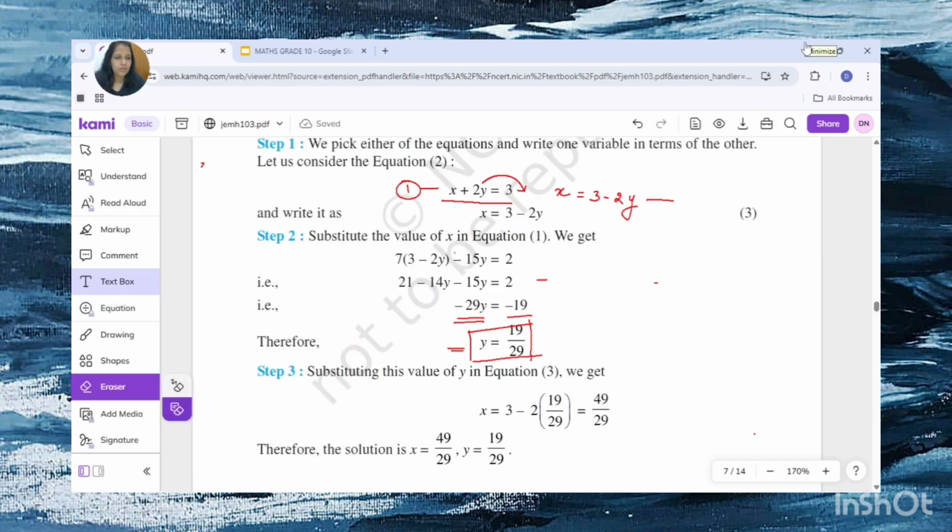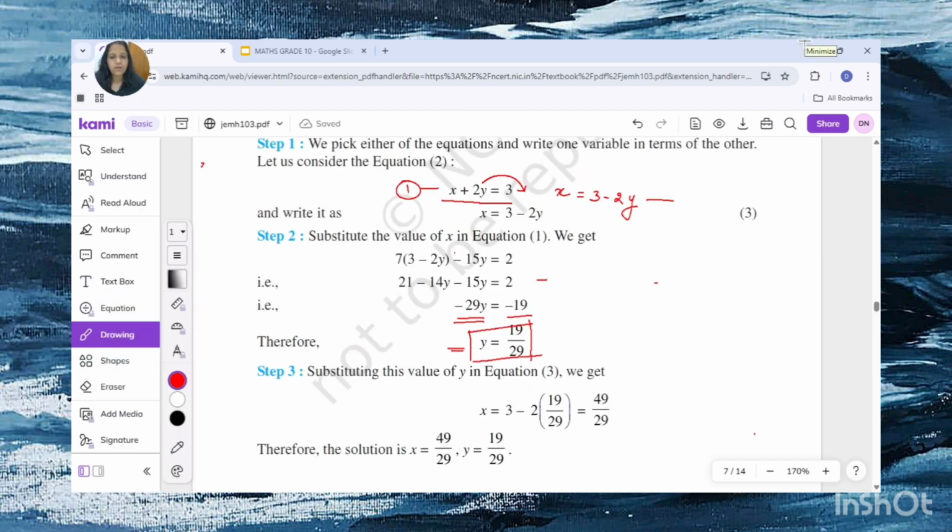Now this is the value of y, and substitute this value of y in equation number 1. So x is equal to 3 minus 2y. x is equal to 3 minus 2 into 19 upon 29. x is equal to 3 minus 38 divided by 29. When you solve it further, you will take the LCM, that is 29. 29 into 3 is 87. So it will become 87 minus 38 and the value of x which you have got is 49 upon 29.